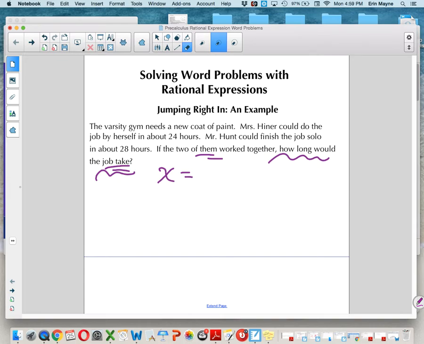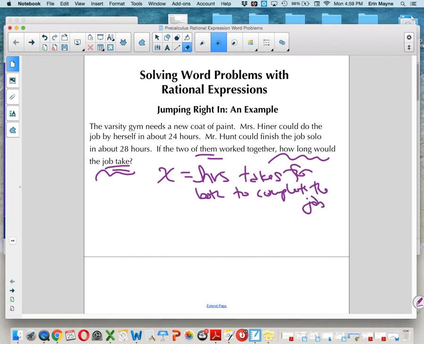I don't know exactly how to approach this, but I do know that my unknown is the hours it takes for both to complete the job. I'm going to refer to these often as job problems. The idea behind job problems is typically we want to complete one job. So if we're talking about Mrs. Heiner's rate, for one job, it takes her 24 hours. And for Mr. Hunt, it takes him 28 hours.